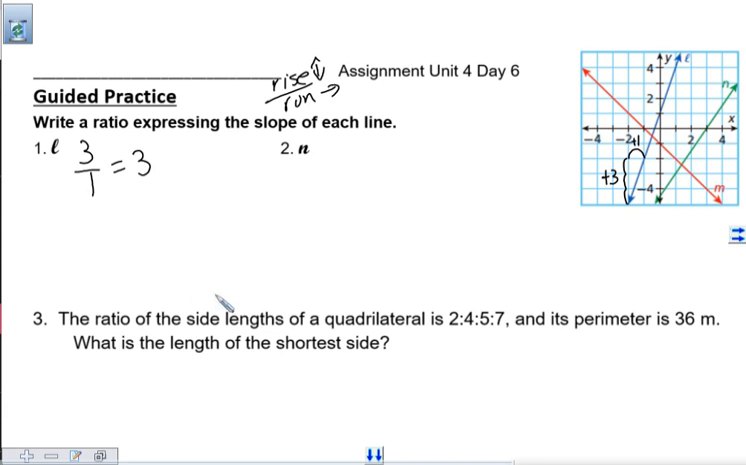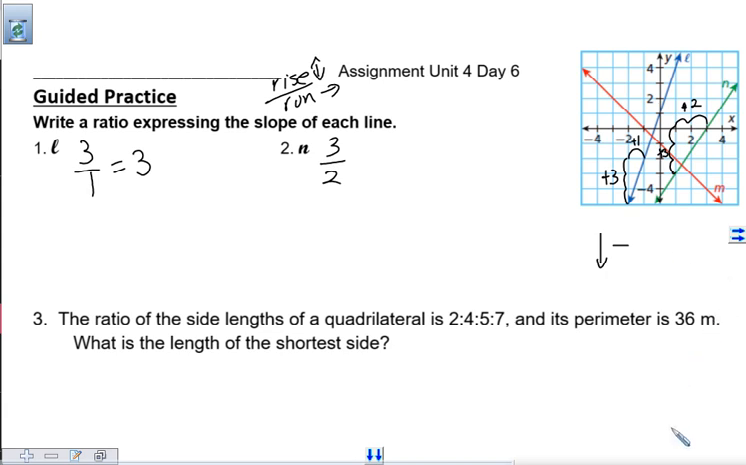And then we're looking at line N. How far up are we going on line N? Positive 3. And how far over? Positive 2. So we've got 3 over 2. Does that reduce any further? No, so it stays there. Make sure that if you are going down, that is negative. So make sure you have your fractions reduced, and if you're going down, that is a negative slope.